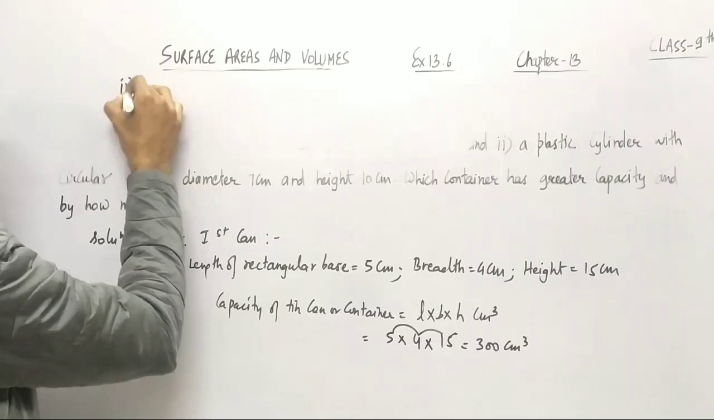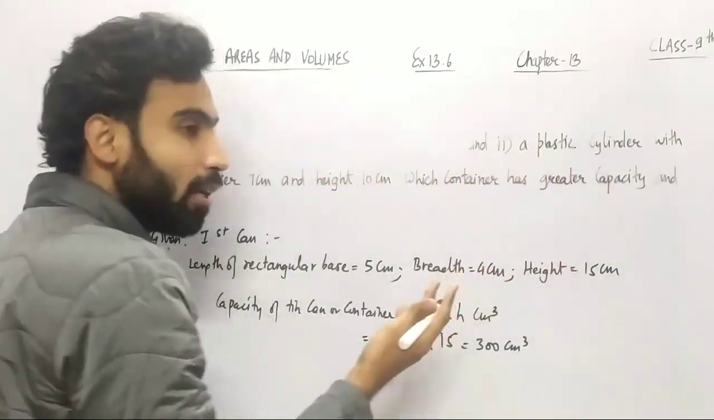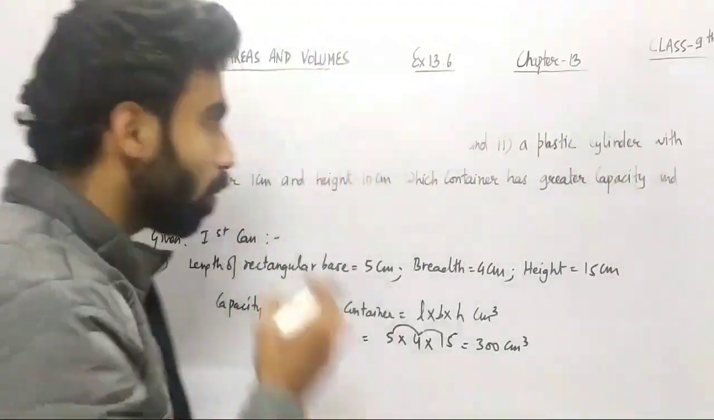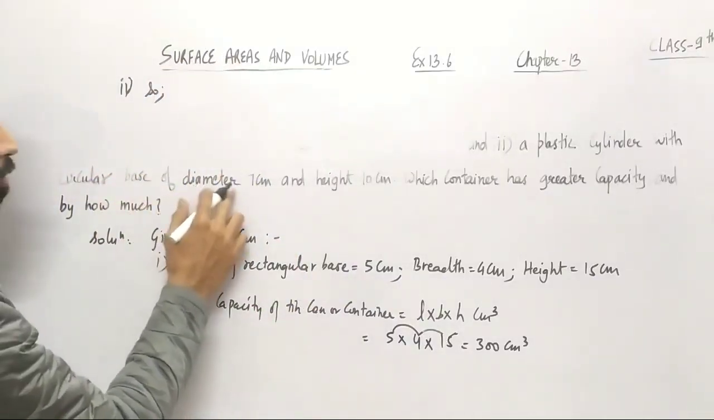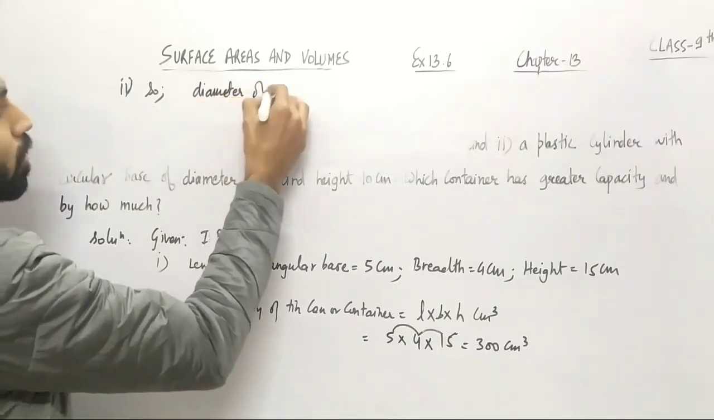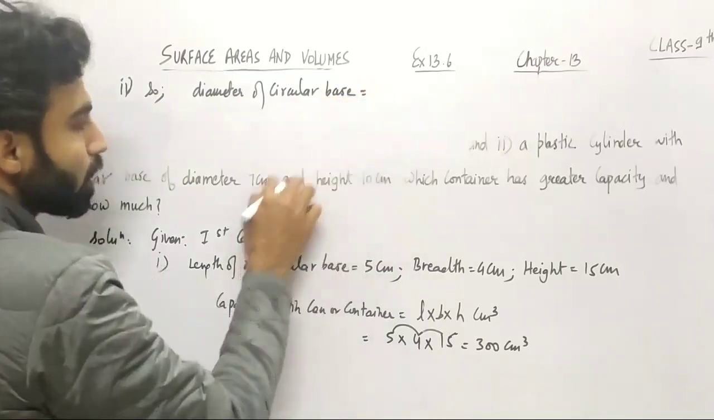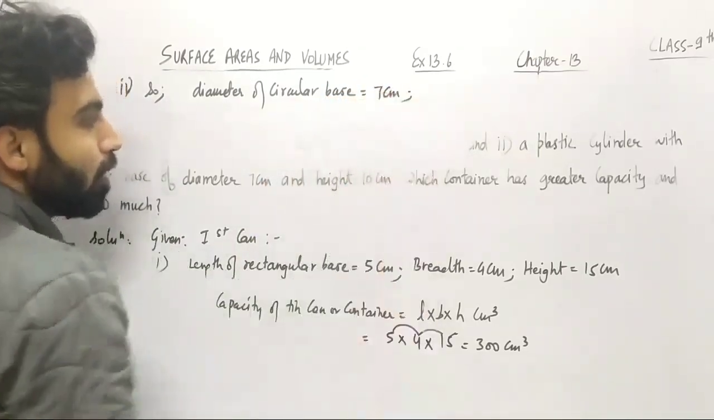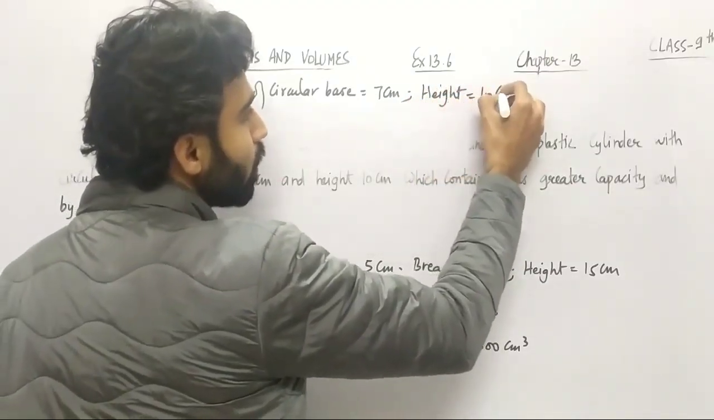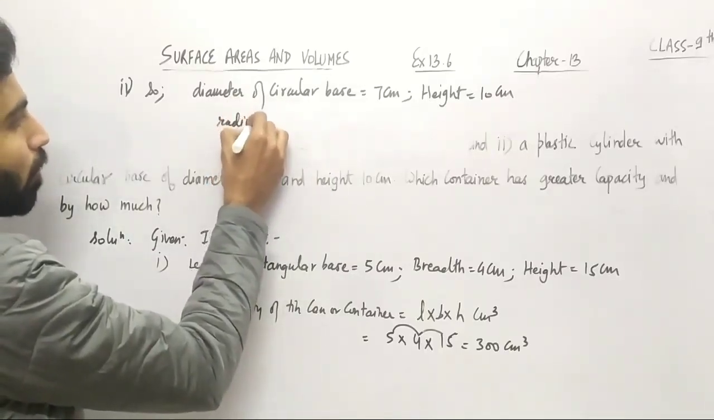So you can see in the second part here, the soft drink is available in a plastic cylinder, right? Which has a circular base of diameter... So हमें क्या given है, the diameter of the circular base, that is, you can see, 7 centimeter, right? Then also the height of this is given to us as 10 centimeter, right? So यहाँ पे हमारे पास diameter given है, so we know how to calculate the radius.